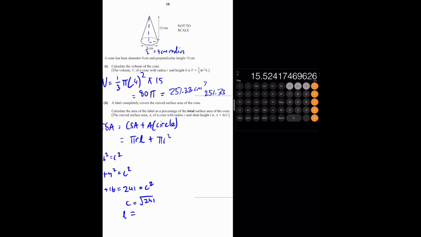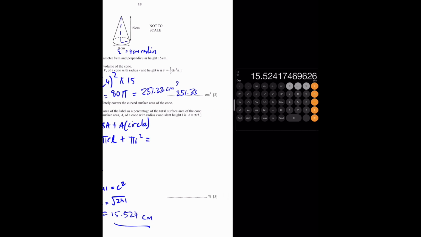241 square rooted, and we'll get 15.524 centimeters, of course. Now we can find the total surface area. So total surface area will be equal to pi r l plus pi r squared, which is pi into 4 into 15.524 plus pi into 4 squared.